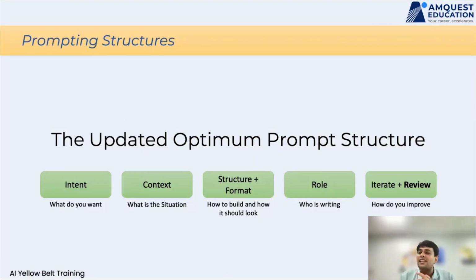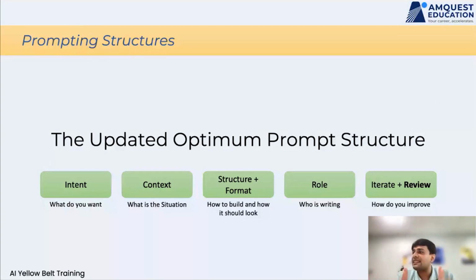All right. So I'll just move to the updated optimum prompt structure. The first few sets remain the same. Your intent remains the same. Your context remains the same. Format and structure remain the same. Role remains the same. In iterate, you are adding a concept of review. So you can also say be polite, be concise, be professional, then say, will my supervisor like it? Will my CEO like it? Will somebody else like it? So you can iterate and review at the same time.